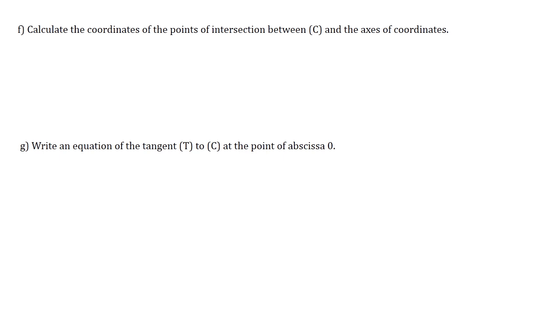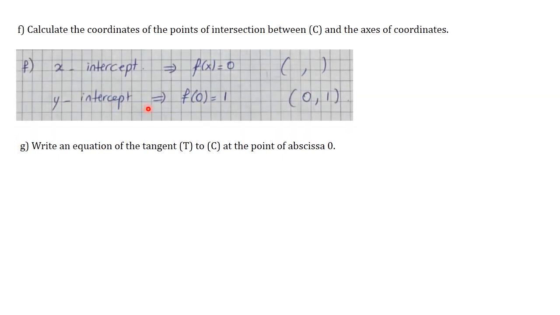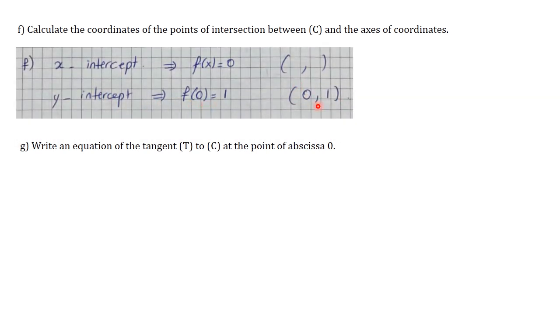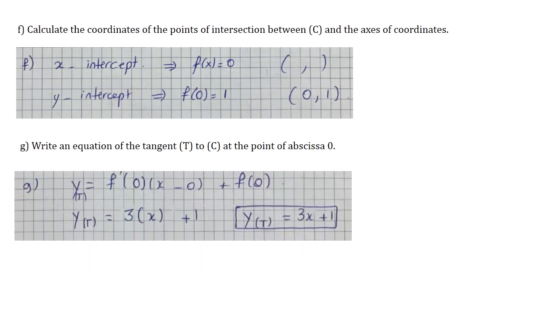Now calculate the coordinates of the point of intersection between the curve and the axes of coordinates, meaning the x-intercept and the y-intercept. The x-intercept means f of x equals 0, and we need to calculate the x. You just calculate it using the calculator. Y-intercept means f of 0, which is 1, so this is (0, 1). Now we need to write the equation of the tangent of the curve at the point of abscissa 0. So remember that the equation of the tangent is y equals f prime of a times (x minus a) plus f of a. So the equation of tangent is y equals 3x plus 4.